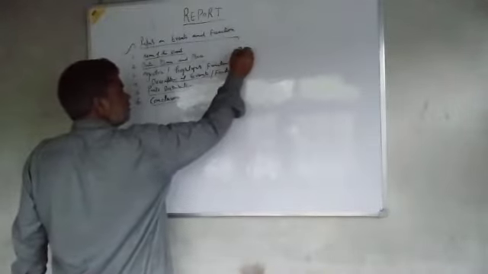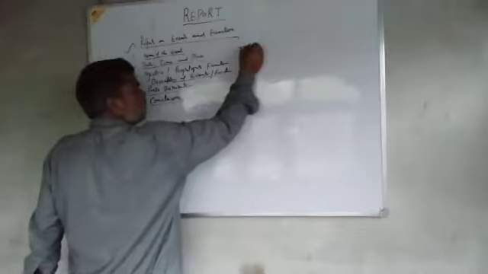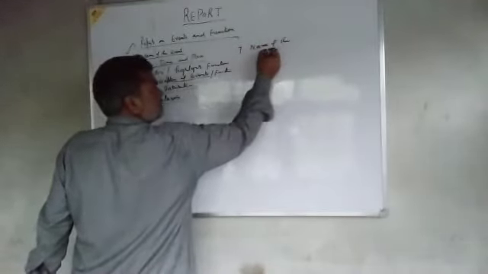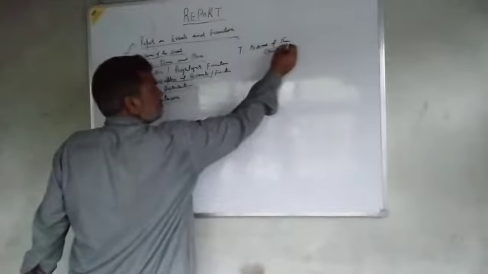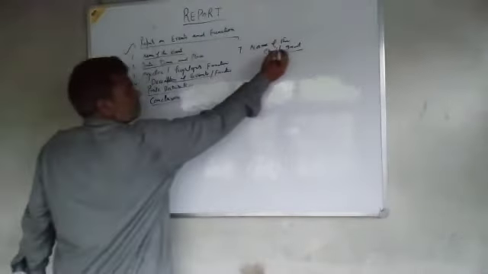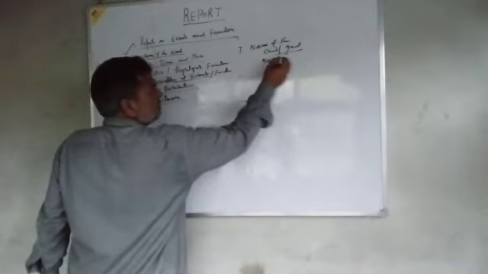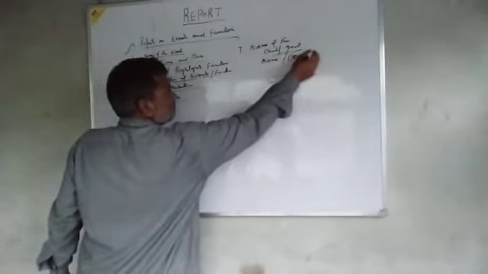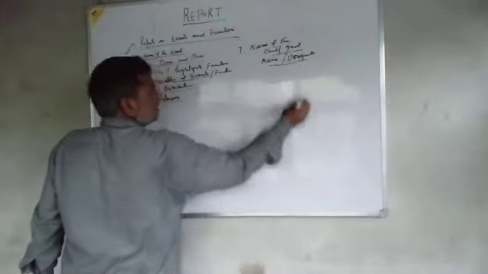Also, the seventh point is the name of the chief guest. Who acted as chief guest of the function or the event? His name and designation should also be recorded in the report.